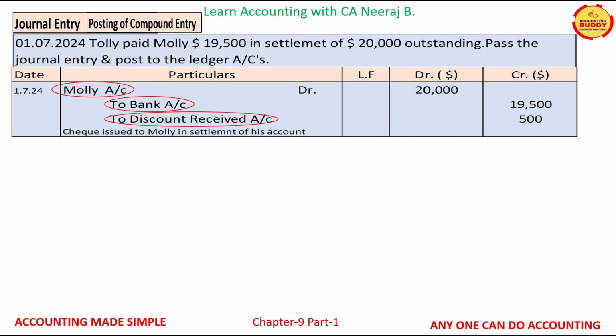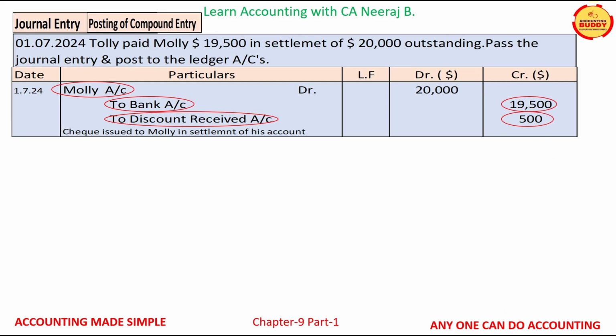Bank account is an asset account. As per the asset account rule, credit an asset when it decreases. Therefore, bank account will be credited with $19,500, being the amount actually paid. Discount received is an income account, and as per the income account rule, credit an income account when it increases. Therefore, discount received account is credited with $500.